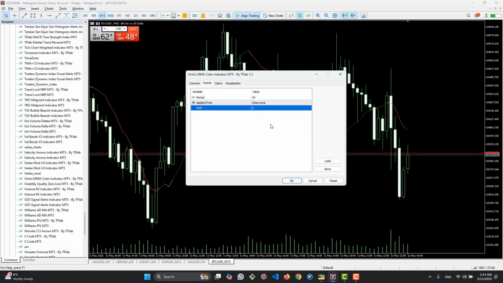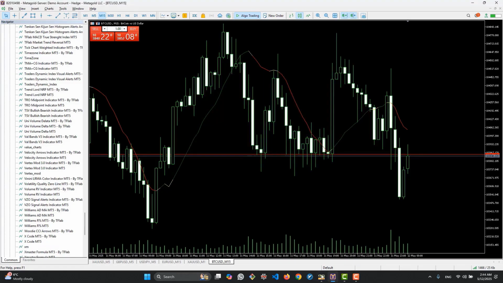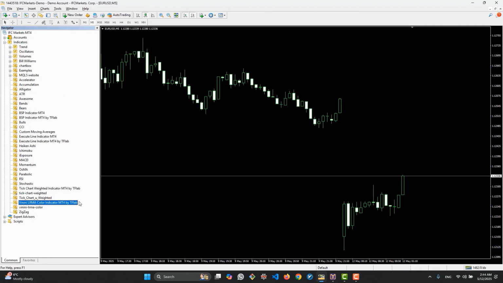And the next option is the shift to the right for this indicator, which we can also specify. You can also use the MT4 version of this indicator on the MetaTrader 4 platform.